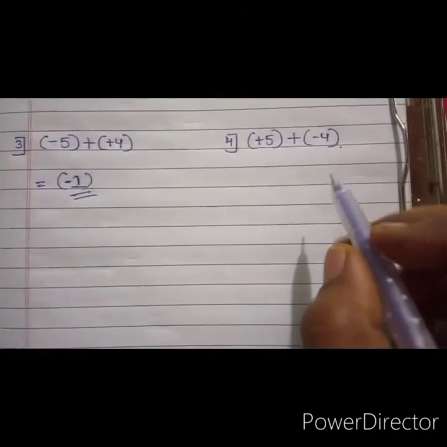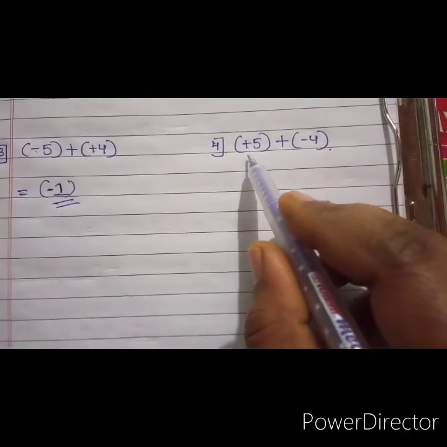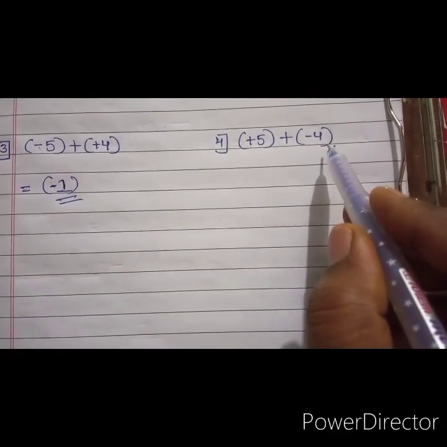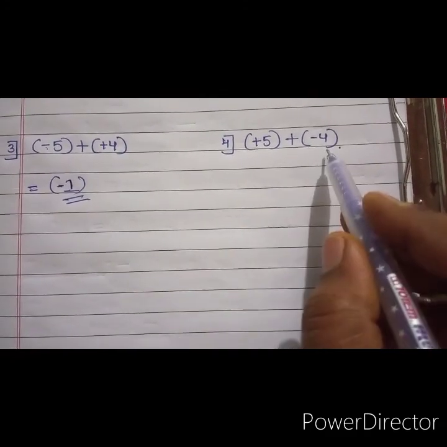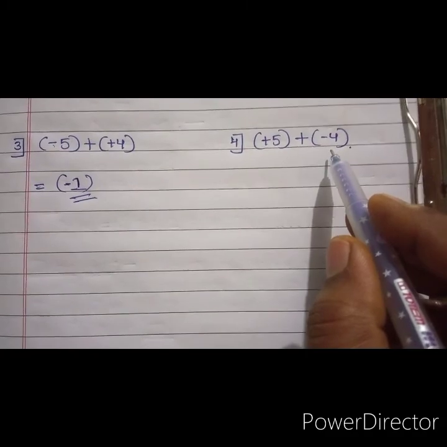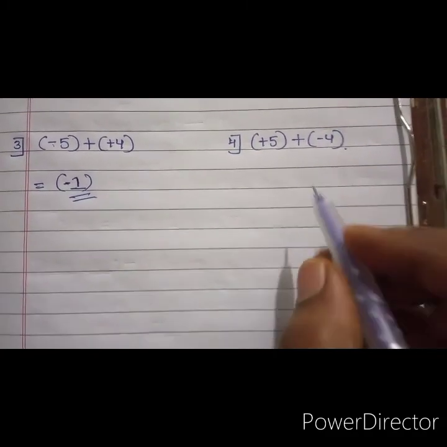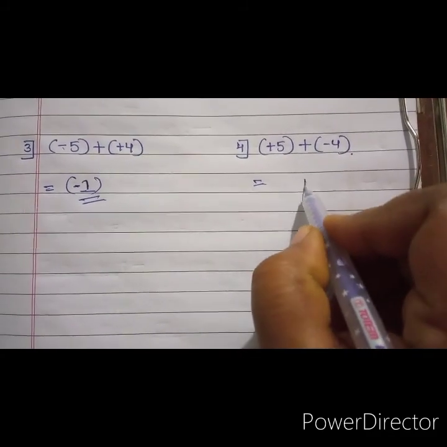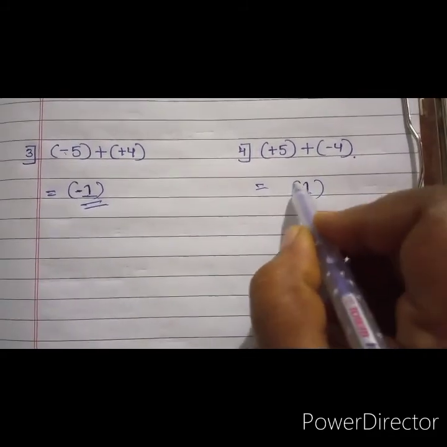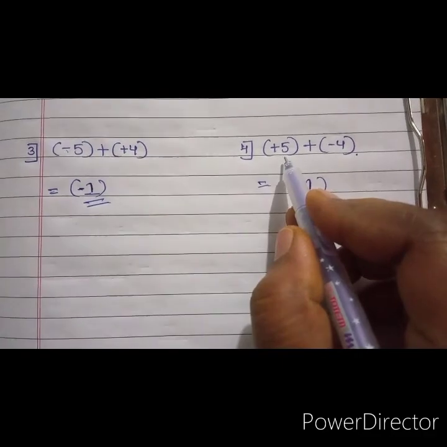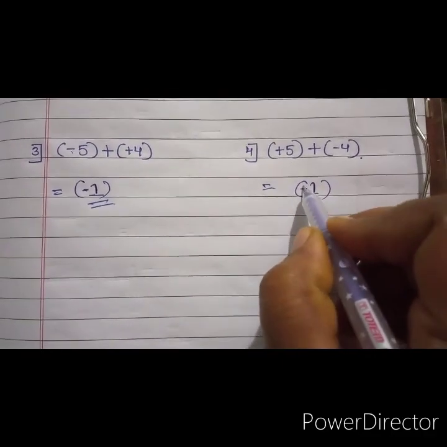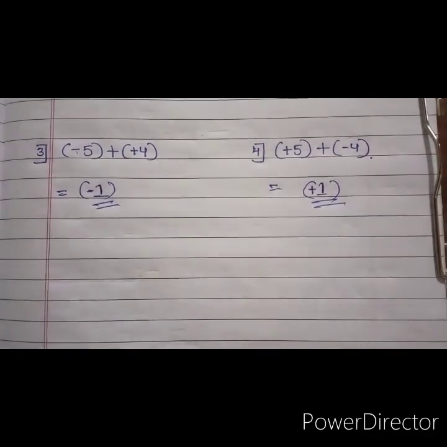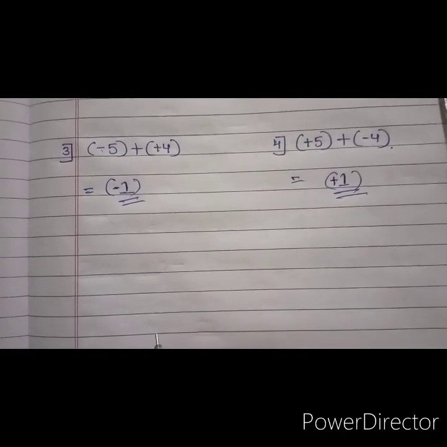In the fourth example also, here 1 is positive, 1 is negative. So plus 5 and minus 4. Here what we have to do? Here also we have to subtract the numbers. So 5 minus 4, 1. Here the greatest digit is having positive sign. Give here also positive sign. So plus 1.